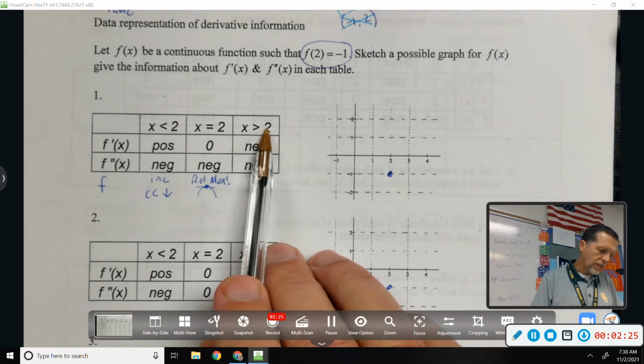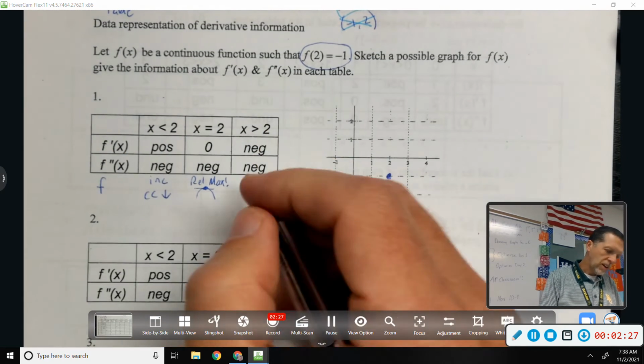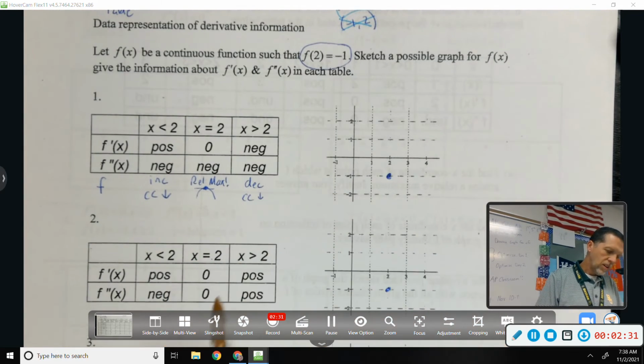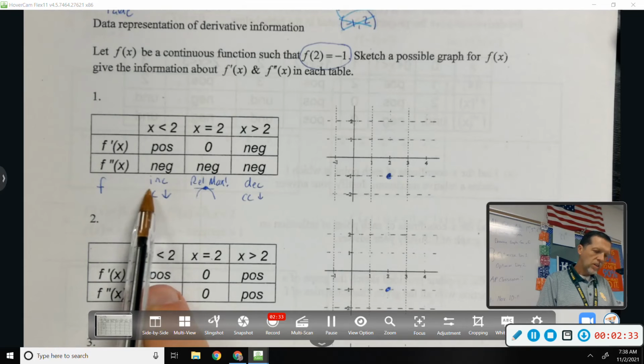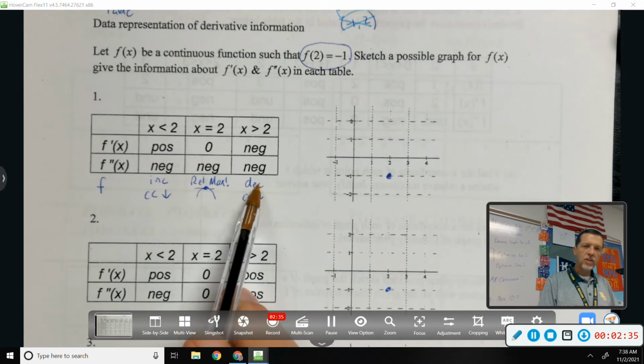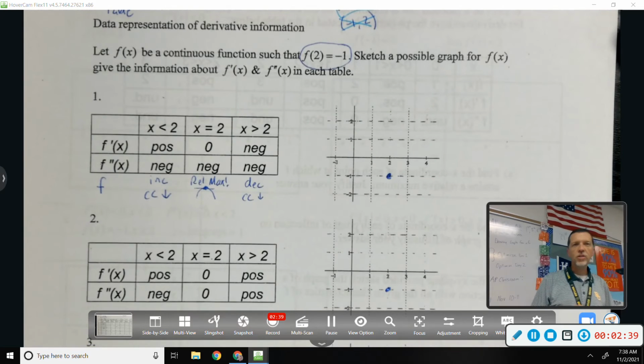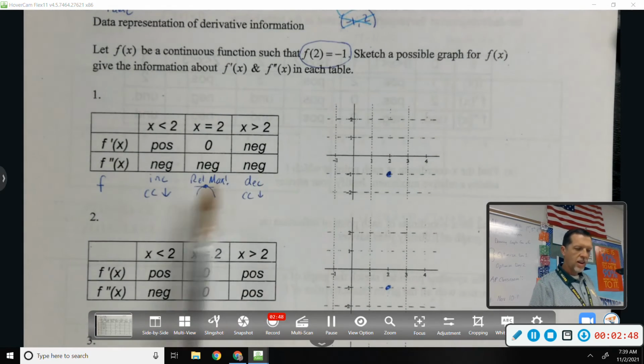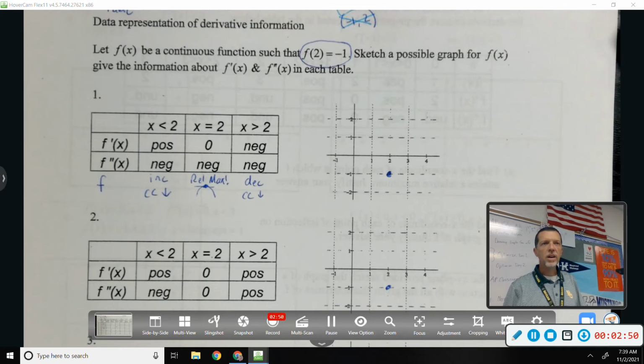All right, x greater than 2, f prime is negative. That means we're decreasing. We're still concave down. So increasing, hit the max. Decreasing, concave down the whole way. See if you can draw a picture that meets that criteria. Increasing up to x equals 2, decreasing after that, but concave down the whole way.